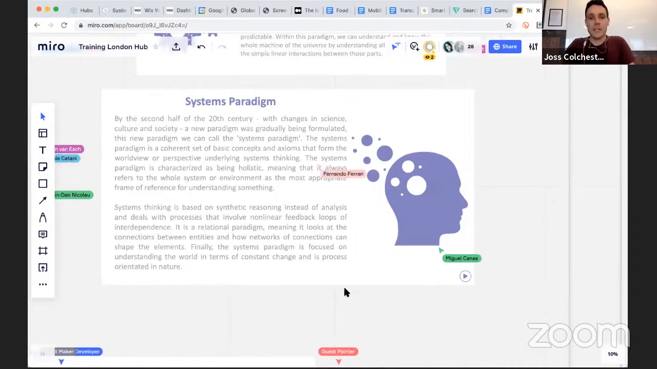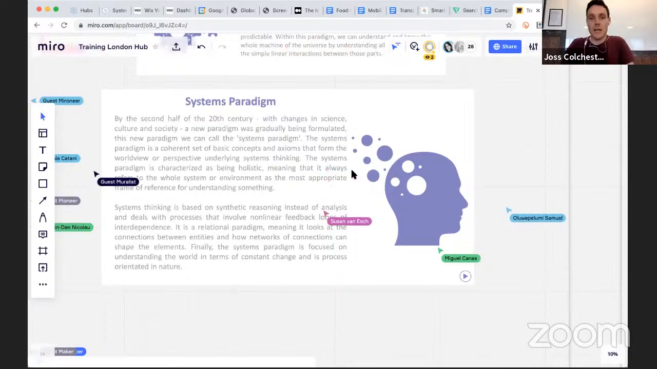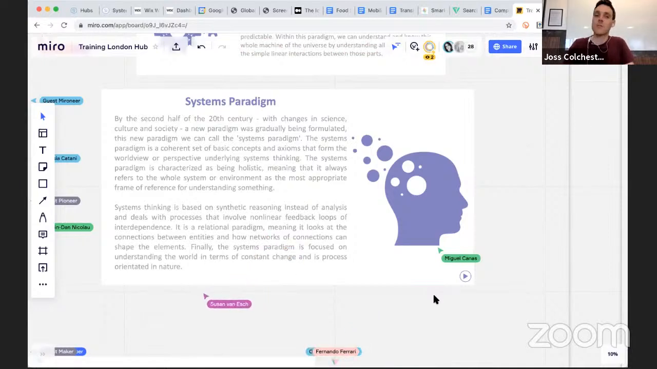So by the second half of the 20th century, with changes in science, culture, and society, a new paradigm was gradually being formulated. This new paradigm we call the systems paradigm. Systems paradigm is a set of basic concepts and axioms that form the worldview or perspective underlying systems thinking. The systems paradigm is characterized as being holistic, meaning that it always refers to the whole system or environment as the most appropriate frame of reference for understanding something. So that's a lot of what we'll talk about today, holism as a way of understanding systems thinking, and what contrasts it to the reductionist approach, which is a partial one.